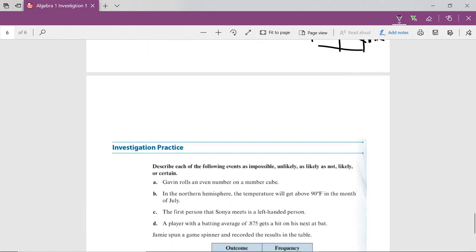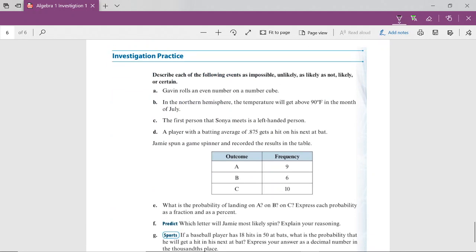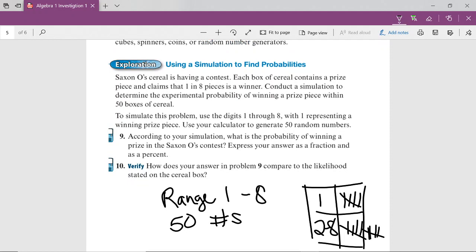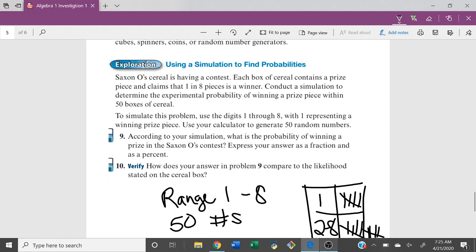All right, so with all of that and with the investigation practice, I hope that you are able to understand simple probabilities a little bit better, especially coming up with simulations or finding real life situations where probability happens. I hope this investigation, this video, helps with your homework and for studying.